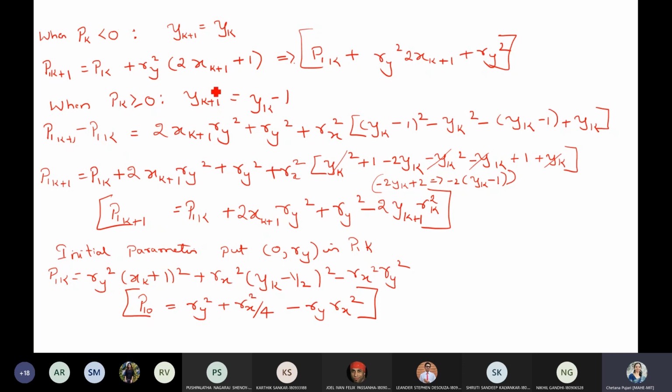You need to do the substitution. So here we have pk plus 1 is equal to pk plus, and you are going to replace wherever you have yk plus 1 with yk. So you will end up with this. So p1 of k plus 1 will be this equation. Similarly, when pk is greater than or equal to 0, your yk plus 1 will be yk minus 1.